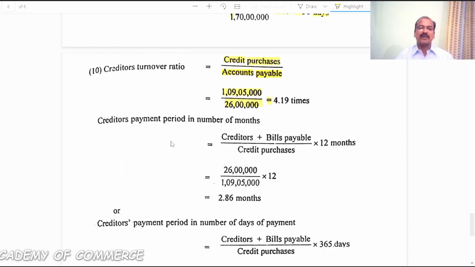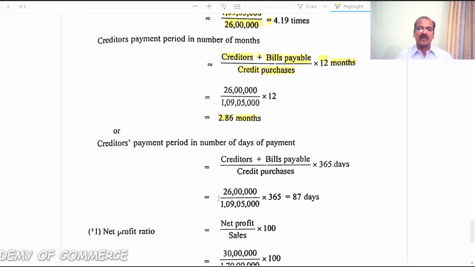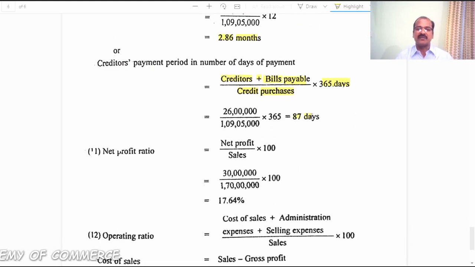What about the creditors payment periods in terms of days and months? The closing accounts payable divided by credit purchases into 12, it gives us the answer of 2.86 months. Then the next one in terms of days, the closing accounts payable divided by credit purchases into 365 days, it gives us the answer of 87 days as a creditor payment period in terms of days. The next one is about net profit ratio. Net profit divided by net sales into 100.